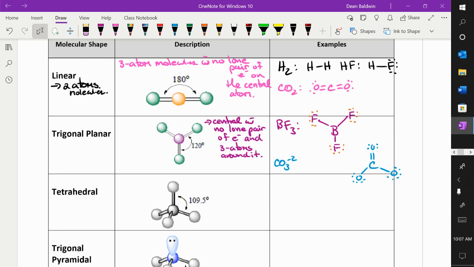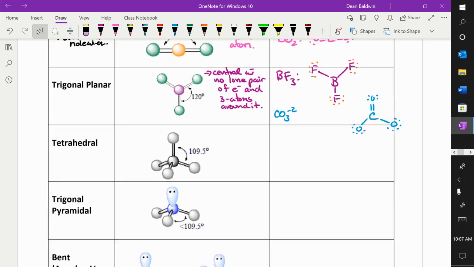But all right. Tetrahedral. Again, 4 atoms around a central atom, no lone pairs. So, a central atom with no lone pairs, surrounded by 4 atoms. So the most common one is going to be methane.